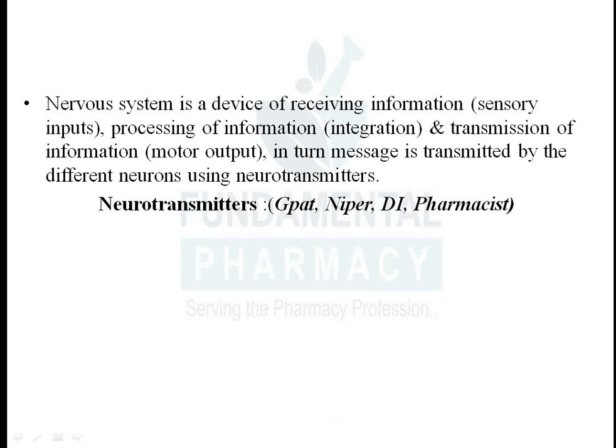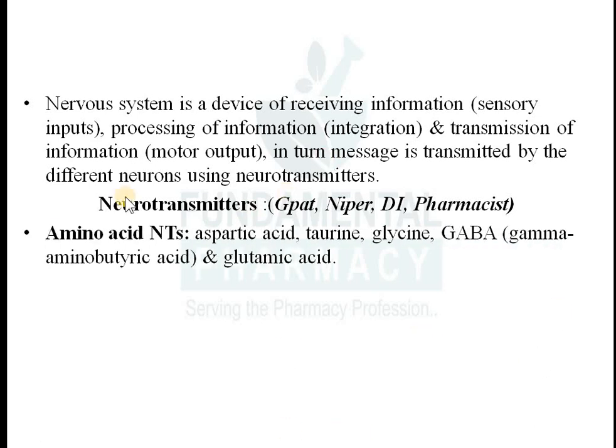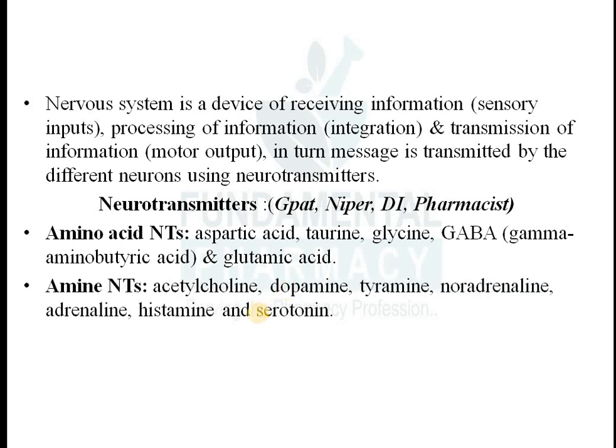So what are the different neurotransmitters over here? They are classified according to their nature. There are certain amino acid neurotransmitters, for example aspartic acid, taurine, glycine, GABA, that is gamma aminobutyric acid, and glutamic acid. All these are amino acid neurotransmitters. Classification is very important. They have already asked one question on this. They will give you one example and ask you to identify the class of neurotransmitter. It is a simple question, but sometimes it is not answered correctly.